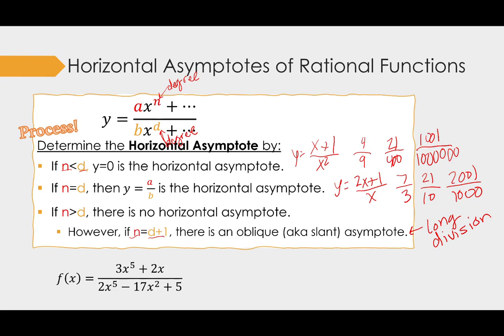Let's try one example. So we're looking at the degrees. The degree of the top on this rational function is 5, and the degree of the bottom, oh, look, it's also 5. So this is one where they match, so we're going to take those leading coefficients, and that is our asymptote, or 1.5. If we graph that, it would have an asymptote there.